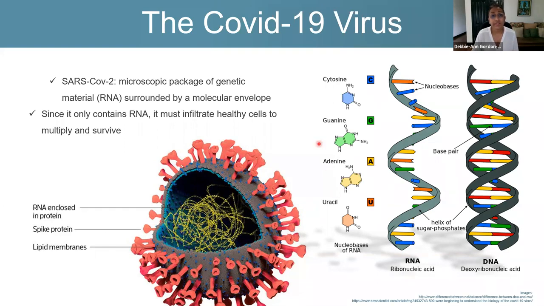And in RNA, those bases are shown here: cytosine, guanine, adenine, and uracil. The difference here is that in DNA, uracil is replaced with thymine.